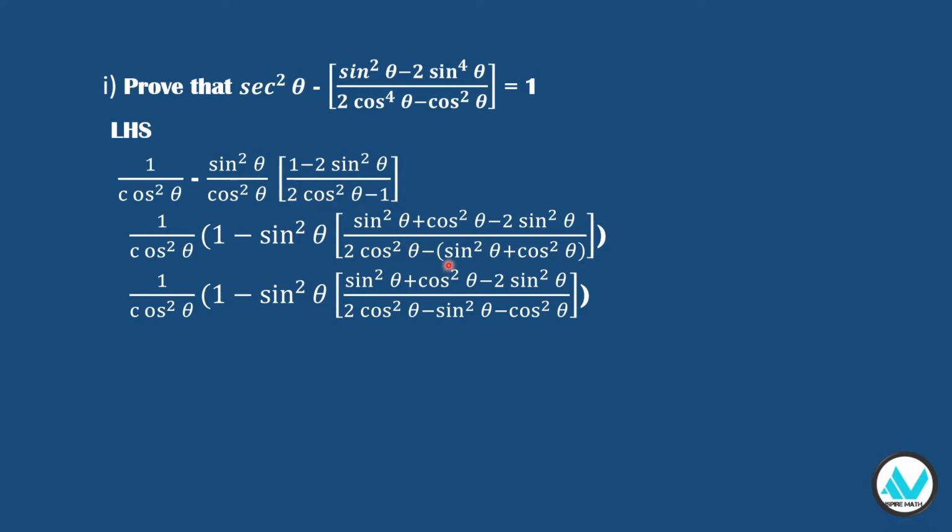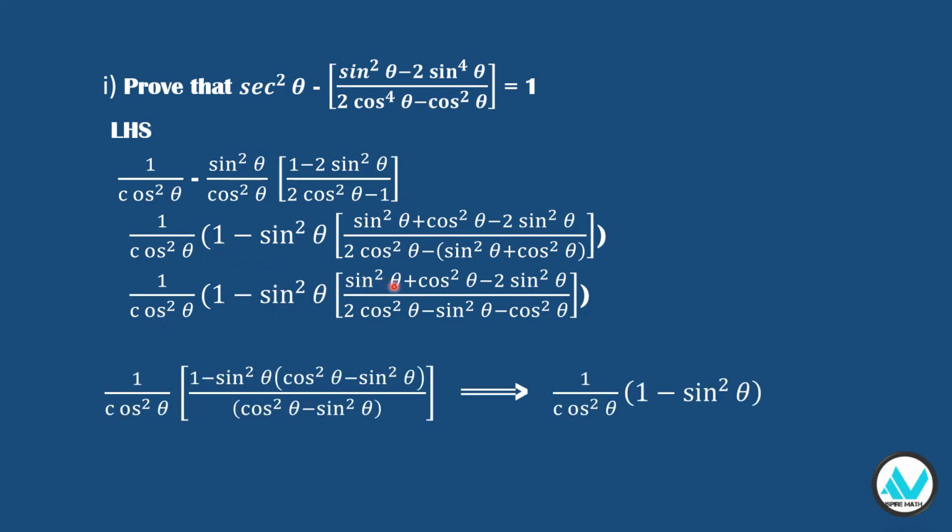My next step, I am going to write 1 by cos²θ as it is, 1 minus sin²θ as it is, and here I am going to take the minus inside, that is minus sin²θ minus cos²θ. Now again I am going to write 1 by cos²θ as it is, 1 minus sin²θ as it is, and here let me subtract. So minus 2 sin²θ plus sin²θ gives me minus sin²θ. So cos²θ minus sin²θ in the numerator. Again in the denominator 2 cos²θ minus cos²θ gives me cos²θ. So cos²θ minus sin²θ.